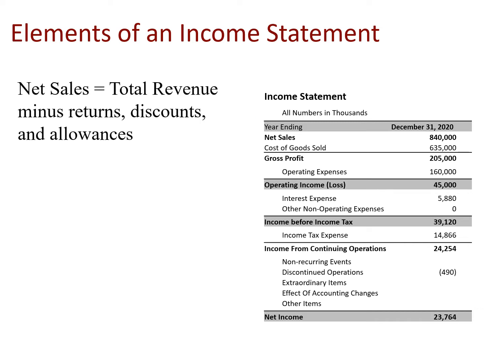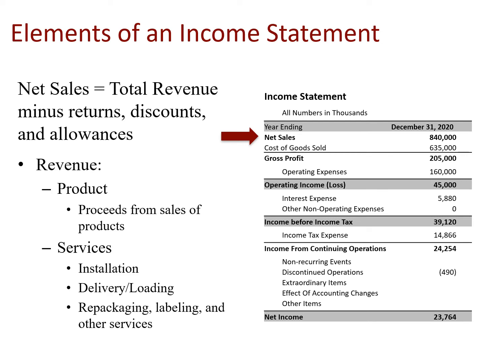The top line number presented in this financial statement is net sales. Net sales equals total revenue minus returns, discounts, and allowances. Revenue is for your product or your services, so proceeds from the sale of products, but also potentially services such as installation, delivery, loading, repackaging, labeling, and other services as well.